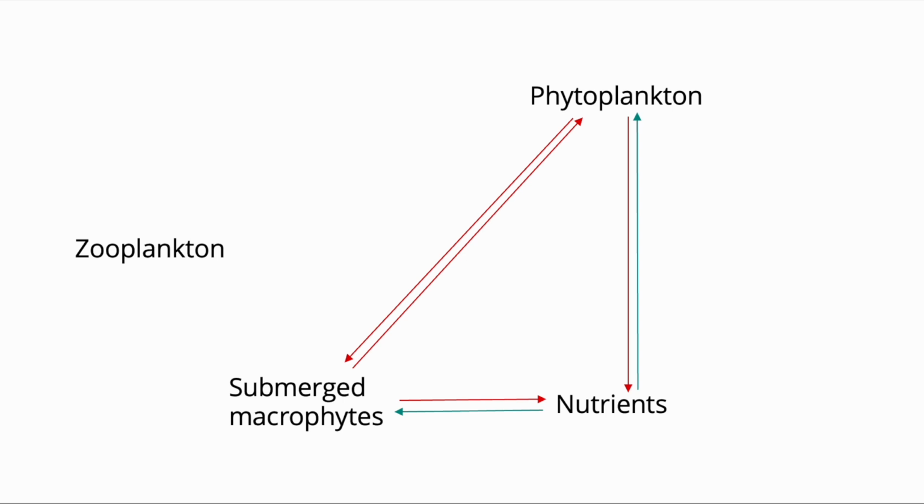Zooplankton is positively affected by submerged macrophytes, while they eat submerged macrophytes and thus negatively affect them. Zooplankton is negatively affecting phytoplankton, while phytoplankton positively affects zooplankton because zooplankton eats phytoplankton. Further, some species of zooplankton eat themselves, thus negatively affecting their entire population.